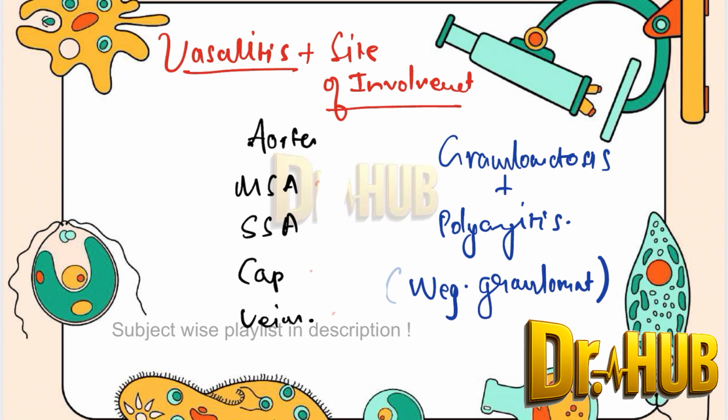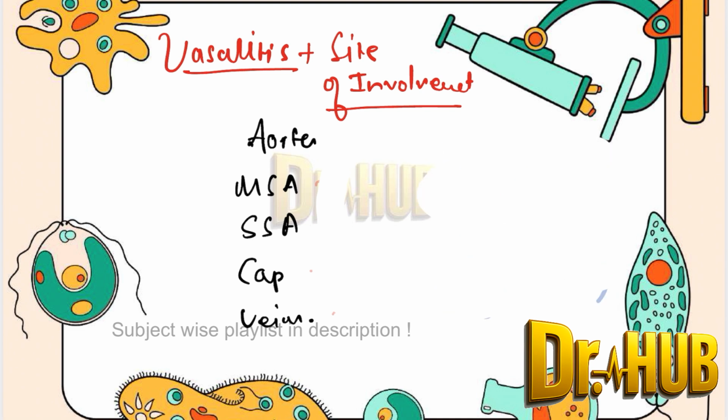Next we jump into the Churg-Strauss syndrome. So let's write it as the CS syndrome. What about the involvement of these vessels? In case of the aorta, the answer is no, it is not involved. In case of medium-sized arteries, yes, it is involved. And small-sized arteries, yes, it is involved. Capillaries, you can say it may be involved, and veins, it is not involved. So this CS syndrome, that is Churg-Strauss syndrome, is very similar to granulomatosis with polyangiitis, that is Wegener's granulomatosis.